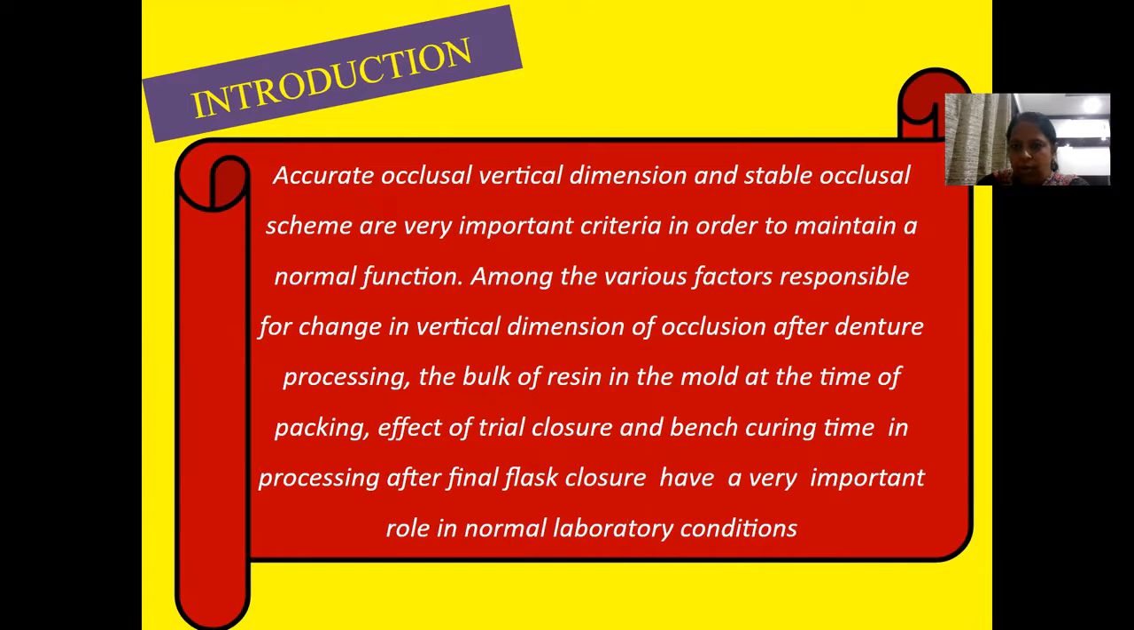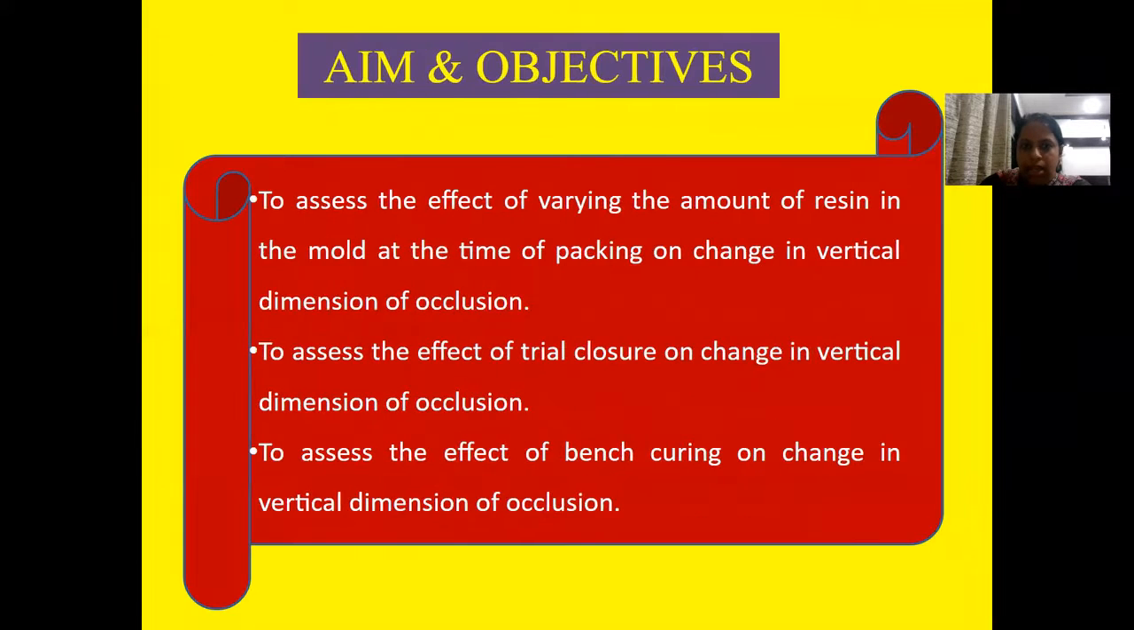As you all know, accurate vertical dimension and a stable occlusal scheme play an important role in maintaining normal function. Among the various factors responsible for change in vertical dimension of occlusion after denture processing, the bulk of resin in the mold at the time of packing, the effect of trial closure, and bench curing time in the processing after final closure have a very important role in normal laboratory conditions.